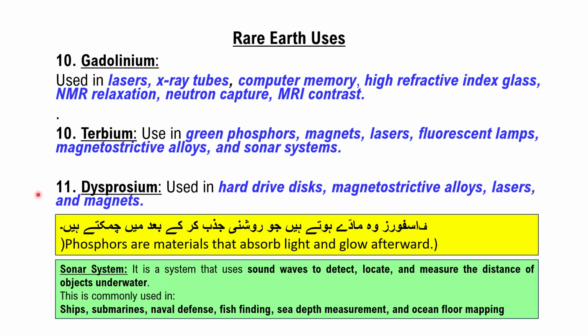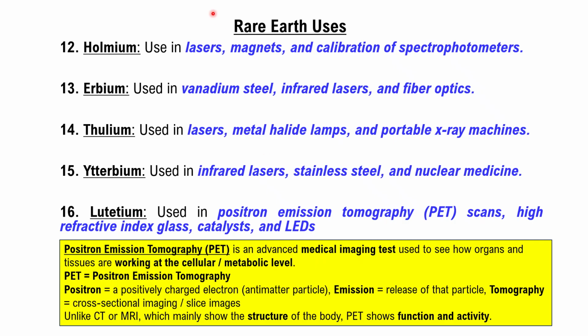Coming to the next one, used in hard disk drives, other alloys, lasers, and magnets. Very special, used in hard disk drives. Another, the 12th item, is used in lasers, magnets, and calibration of spectrophotometers. The next is used in vanadium steels, infrared lasers, and fiber optics.